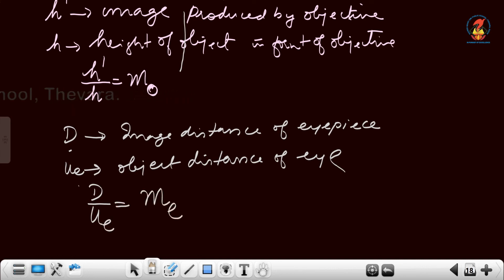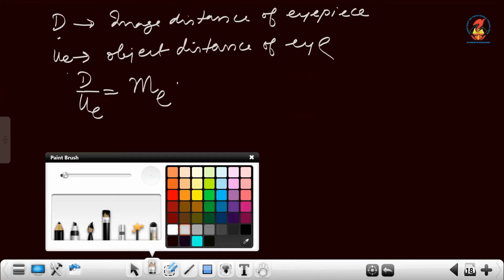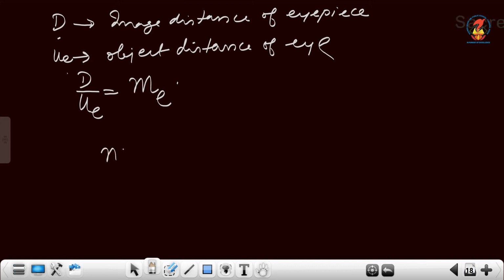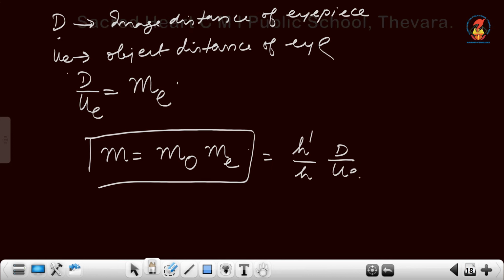Magnification produced by the eyepiece, which means for a compound microscope, if the final image is obtained at the least distance, then magnification M is the product of magnification produced by the objective into magnification produced by the eyepiece. M is equal to M0 into ME, which is h dash by h into D by ue.